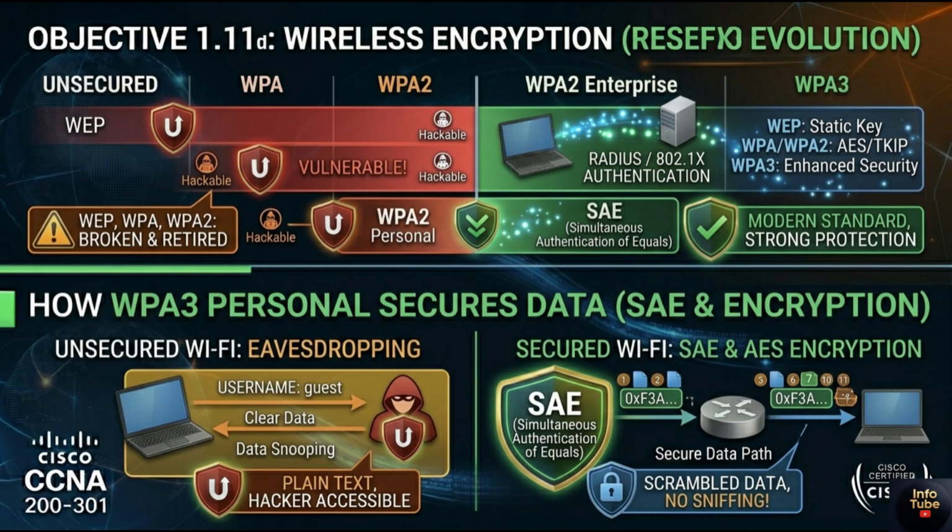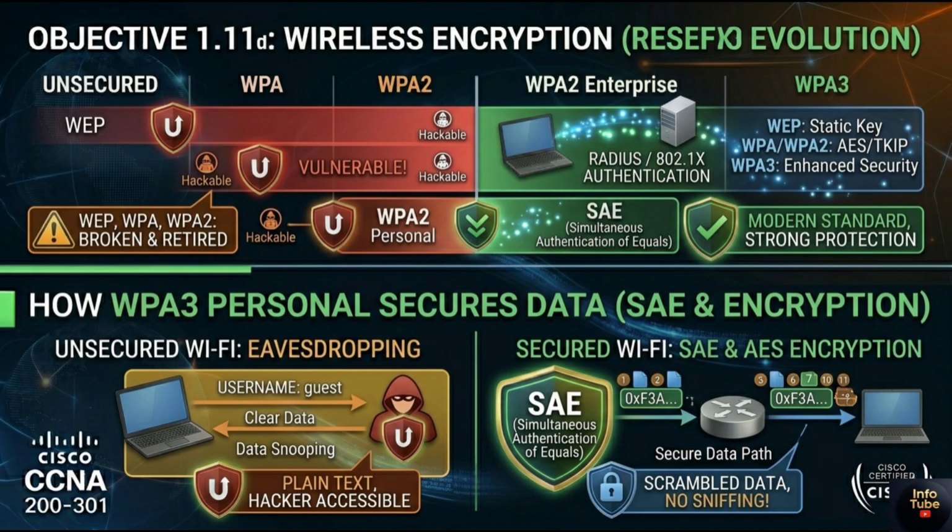For the CCNA, you should know the history. WEP is the old, broken standard, never use it. WPA and WPA2 were the standards for years. WPA3 is the modern king. It is the strongest and most secure version available today. Always aim for WPA3 to keep your data safe.